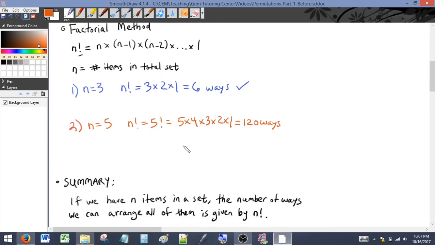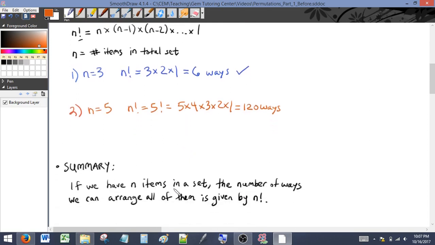So our summary is that if we have n items in a set, the number of ways we can arrange all of them is given by n factorial, where n factorial is equal to n times n minus 1 times n minus 2 all the way down to times 1.